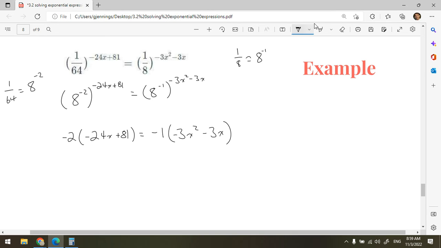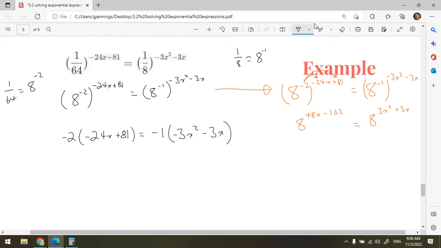Sure, I'll show you the other way. The other way looks like this, and you'll see that it is just the same. So this is 8 to the negative 2 to the, wait, this way. Just copying. Negative 24x plus 81 equals 8 to the negative 1, negative 3x squared minus 3x. Okay, and then I have another line here. 8 to the negative 2 times negative 24 is 48x. And negative 2 times 81 is negative 162 is equal to 8 to the negative 1 times those things. So that's 8 to the 3x squared. Just flip the signs, plus 3x.